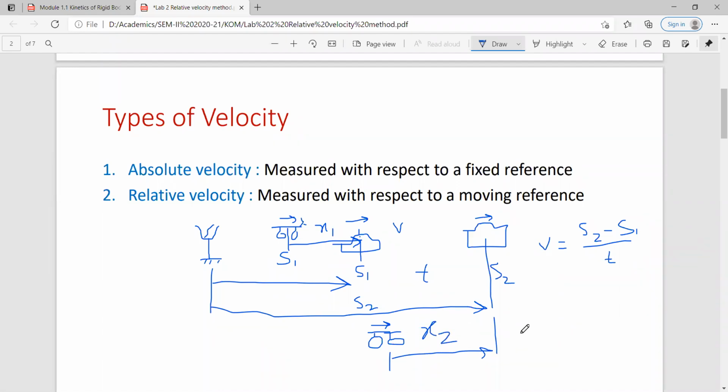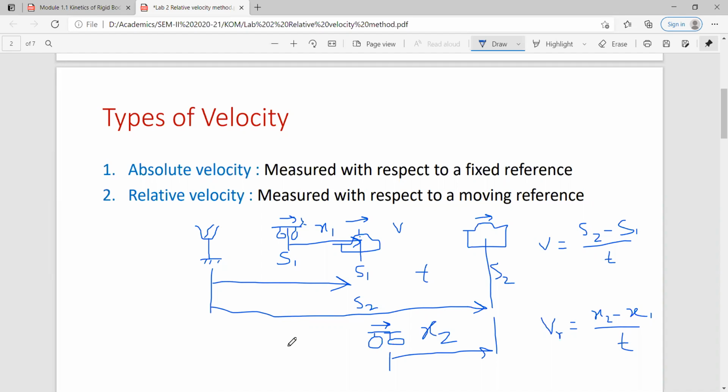When you measure the velocity of the car with respect to the moving bike, you will find the velocity as relative velocity. Relative velocity is given by the distance between car and bike at position 2, minus the distance between car and bike at position 1, upon time, which is the same, t. So this is known as relative velocity. It is the relative velocity of the car with respect to the moving bike.